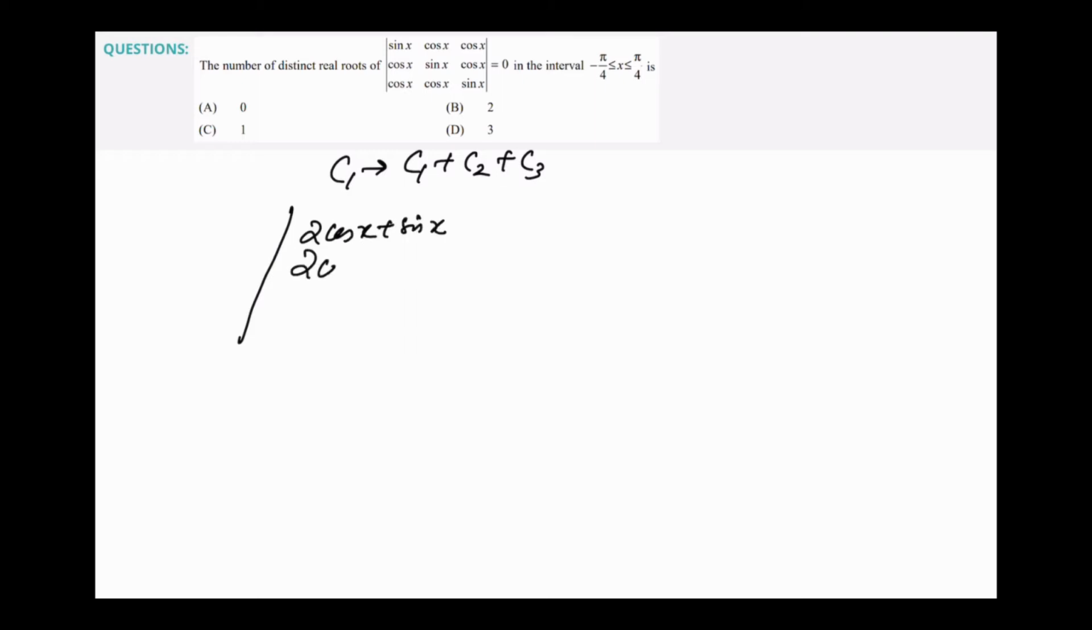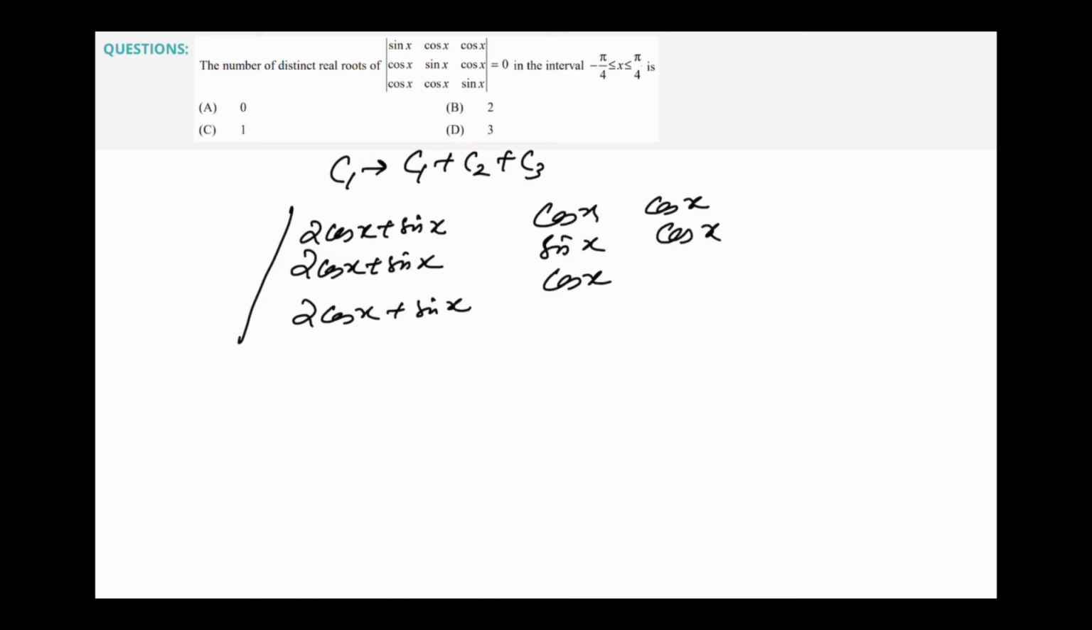So what I'm getting? 2 cos x plus sin x, correct? Here again we are getting 2 cos x plus sin x. Here again we are getting 2 cos x plus sin x. So pretty simple. So whatever you are able to understand from the first step, do it. Forget about what you're going to do after that. Once you do that and take common, you'll be able to visualize. You'll be able to see, oh, it became so easy.